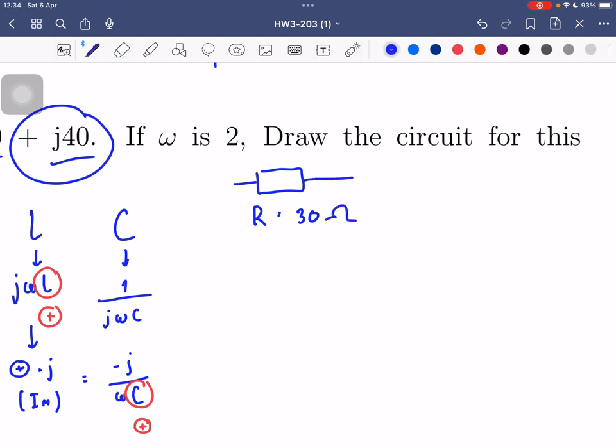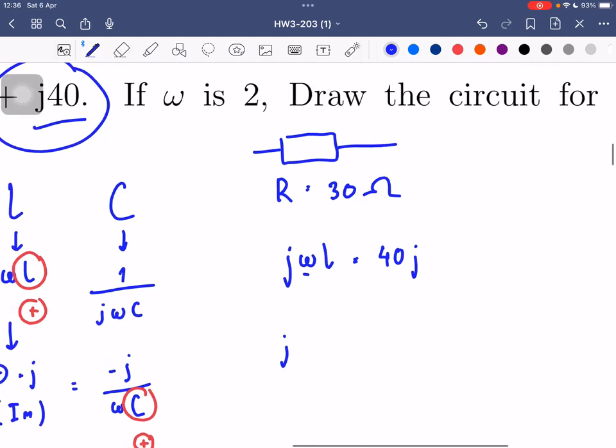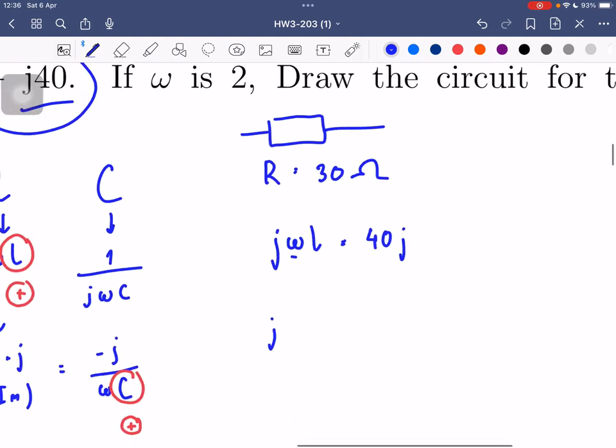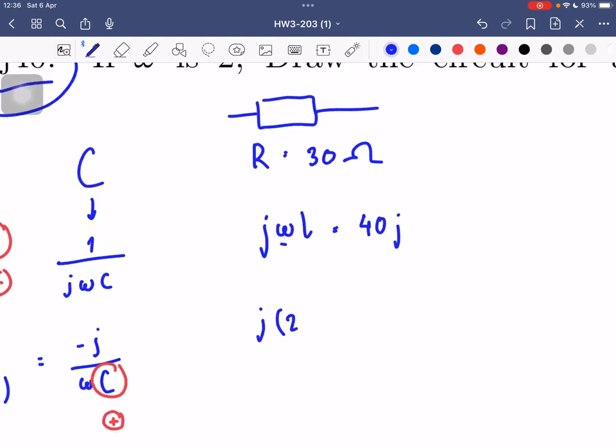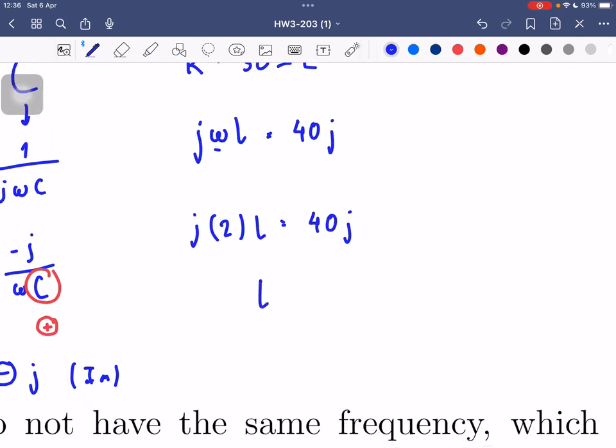So this is the impedance, right? We have to write J omega L equal to 40 J. So we replace the value of omega with 2 because it is 2 radians per second. So it is J times 2 times L equals 40 J. And we solve the equation by dividing both sides by 2J, and we get L equals 20 H, which is the unit.